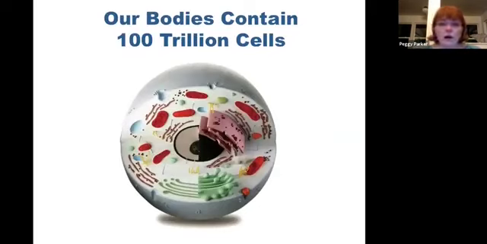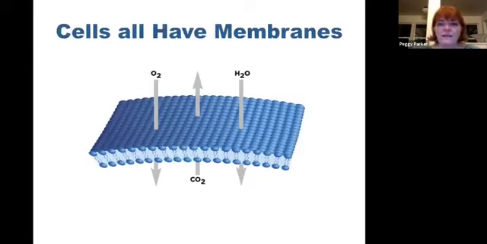Now, all of our human bodies contain about 100 trillion cells. That's a big number, right? And they all have a few things in common. This is just a cutaway of a cell, so you can see that there's a lot going on inside. But one thing every cell has in common with every other cell is a cell membrane. That membrane is designed to allow oxygen to come in as needed, to allow water to come in as needed, and to allow carbon dioxide and a few other waste products to get out as needed. And it's made up primarily of fat.